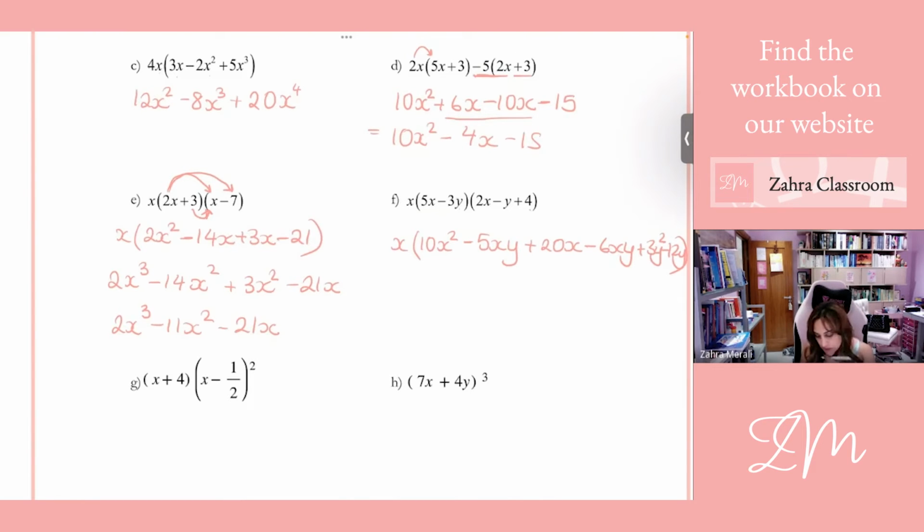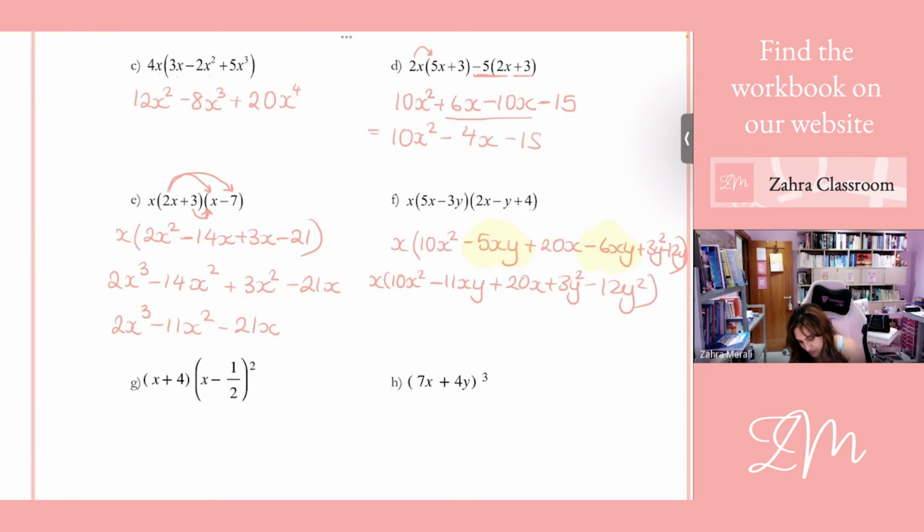And then you're going to see if we can combine anything. We have a look. That's the xy term. That's also an xy term. And do we have anything else that's the same? No, the only things we can combine are the xy terms. So we've got minus 5, minus 6. Remember, the sign in front always goes with it. So we'll have 10x squared minus 11xy plus 20x plus 3y squared minus 12y.